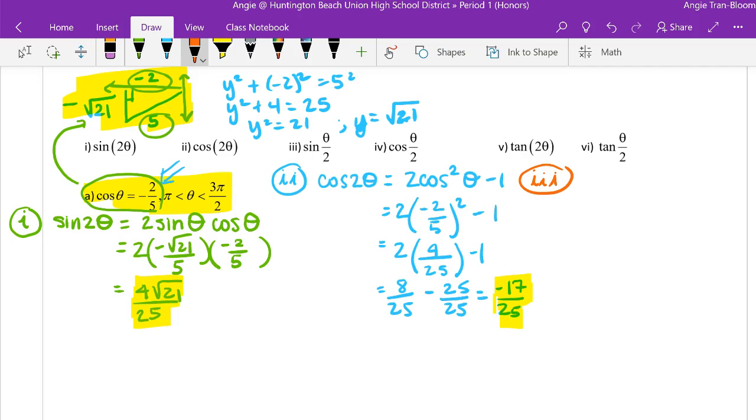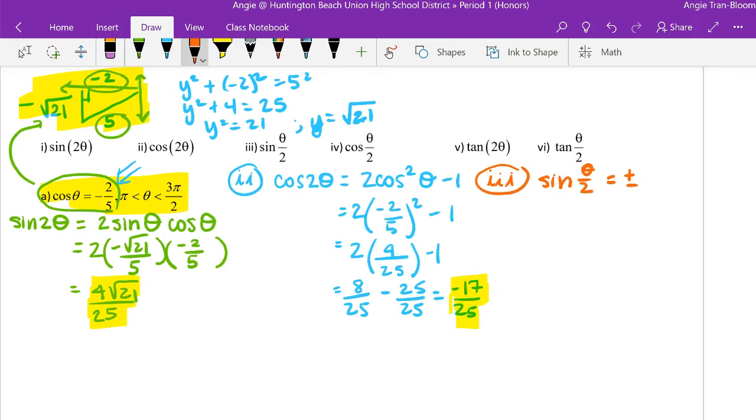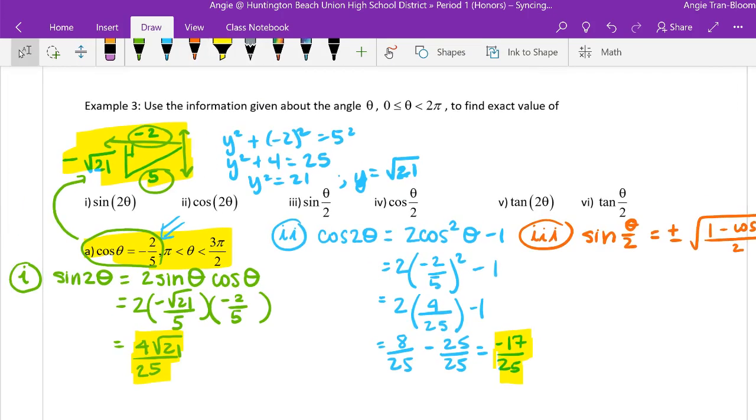3i says you are asked to find the sine of a half angle. The sine of a half angle starts with a plus or minus, then a radical of 1 minus cosine of theta all over 2, still under the radical. Then I have to decide whether it is positive or negative. Let's look at what theta is. Theta is in quadrant number 3.